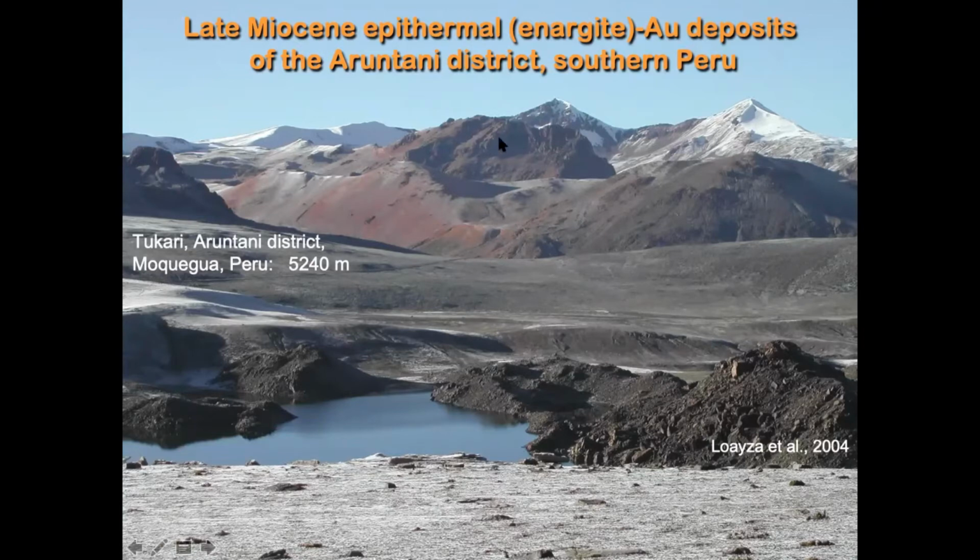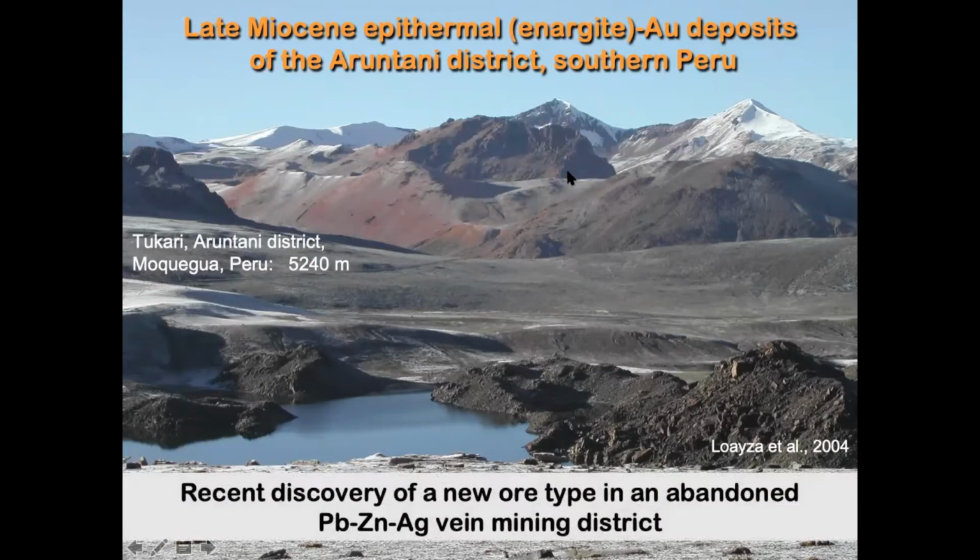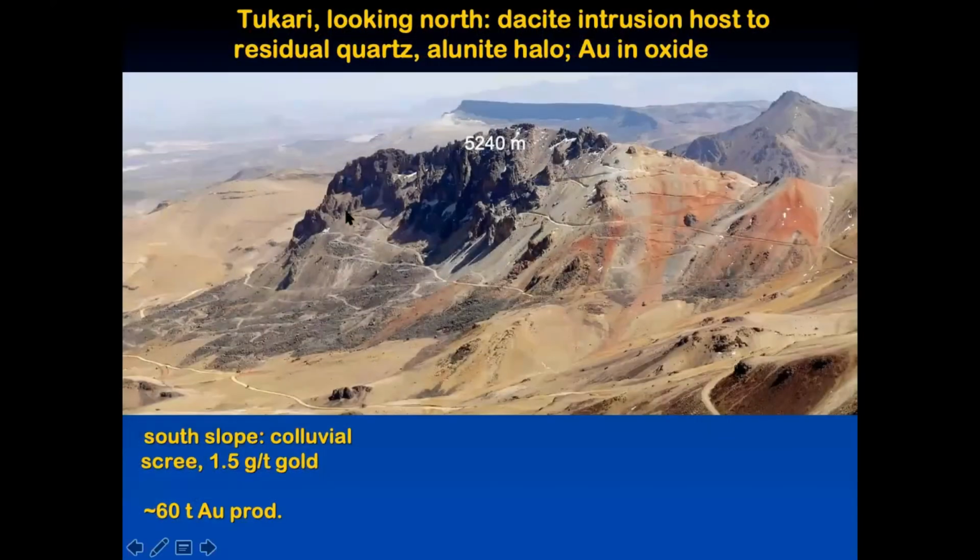And this is all residual quartz. It was found in an old ore district of lead, zinc, silver veins. These were actually intermediate sulfidation veins. You remember our early schematic? We had lithocap with high sulfidation hosting high sulfidation deposits, and on the margins were intermediate sulfidation veins. Same in this case. This shows from the opposite direction the residual quartz of Tucari, surrounded by quartz alunite and quartz dickite alteration.